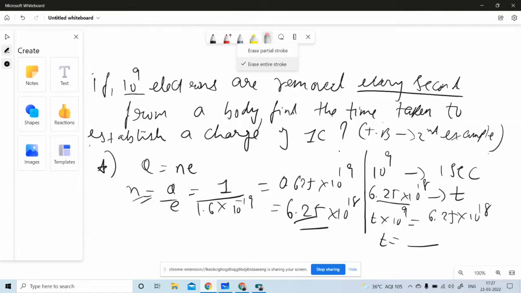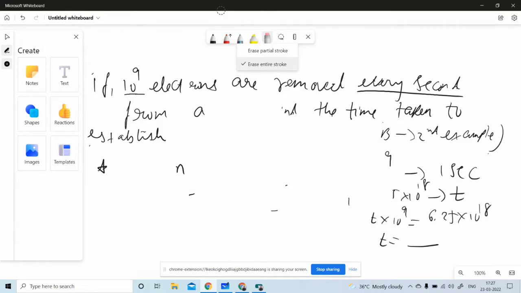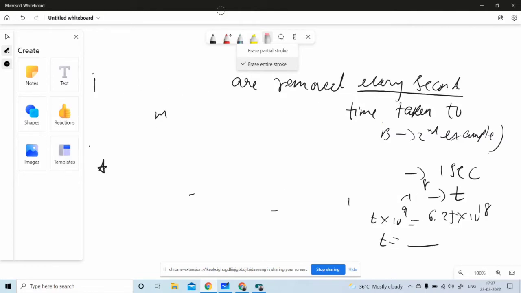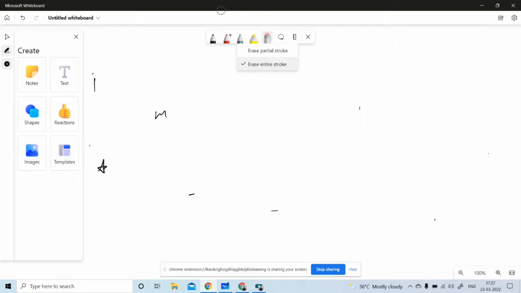Now let us discuss the charging methods of a body, that means how we can charge any body. See, there are actually 3 ways to charge any body: charging by friction, charging by conduction, charging by induction. These are the three methods by which you can charge a body.